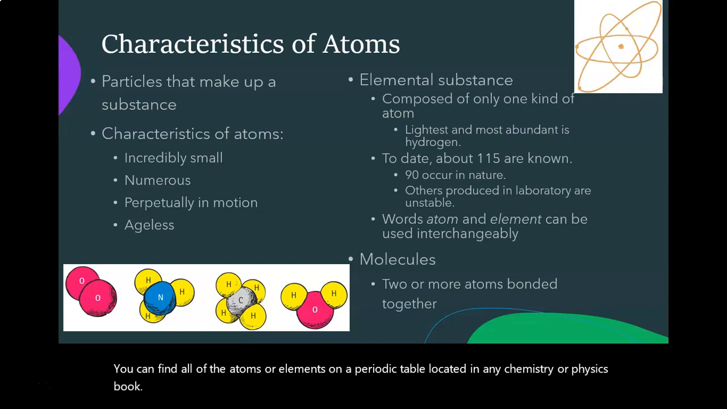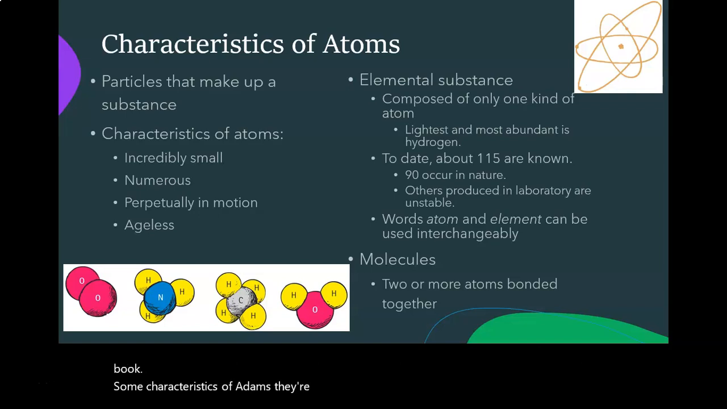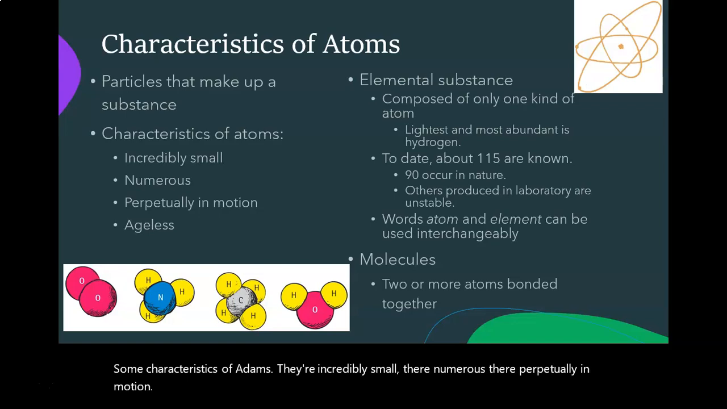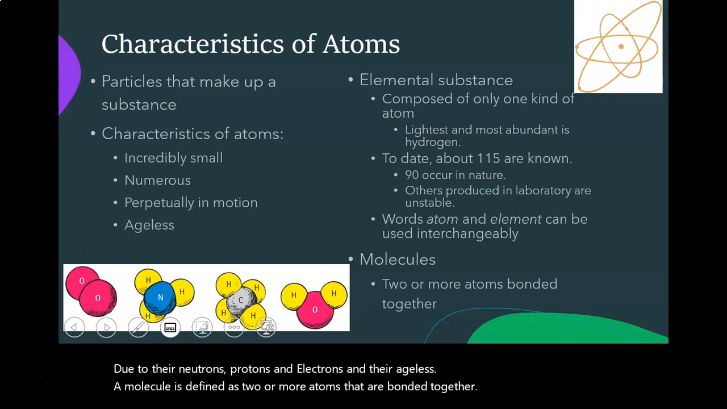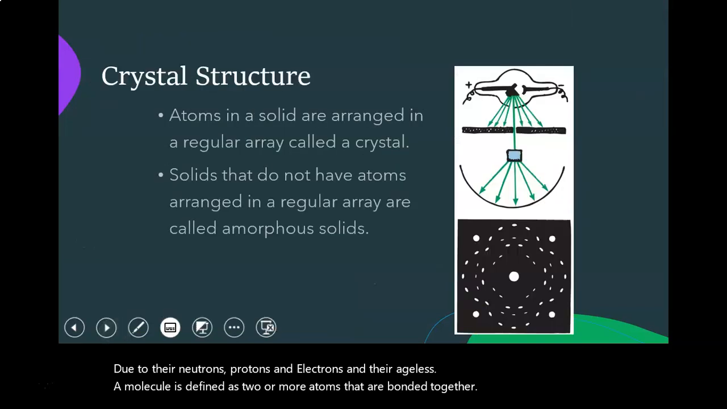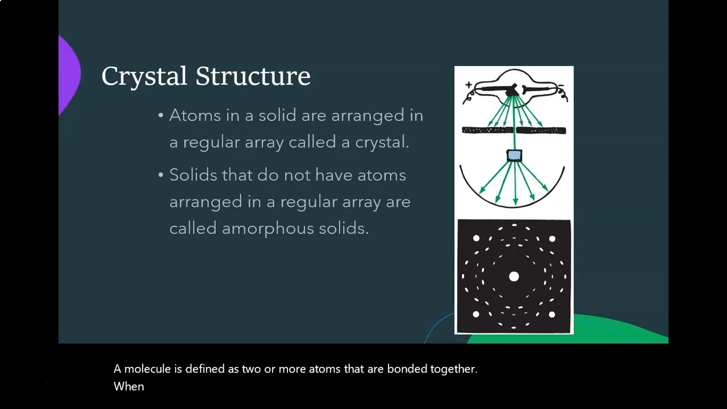Some characteristics of atoms: they're incredibly small, they're numerous, they're perpetually in motion due to their neutrons, protons, and electrons, and they're ageless. A molecule is defined as two or more atoms that are bonded together. When atoms combine and bond, they may bond in two ways: a covalent or an ionic manner.